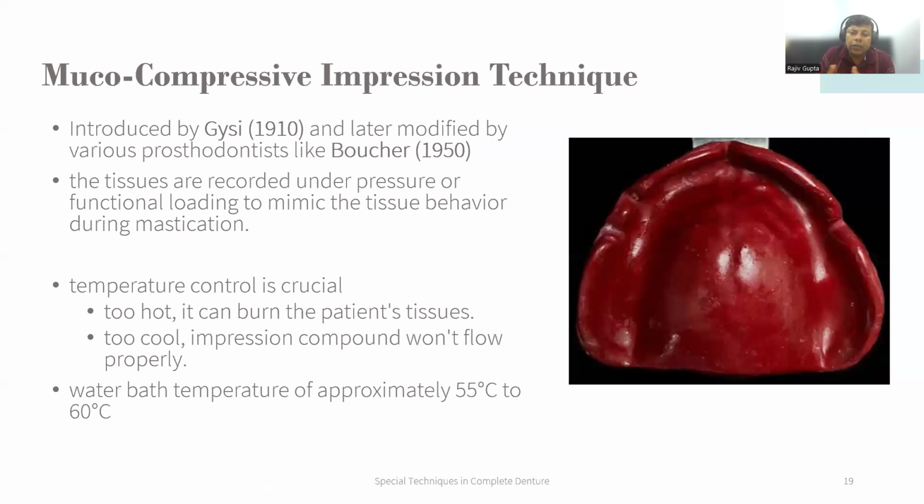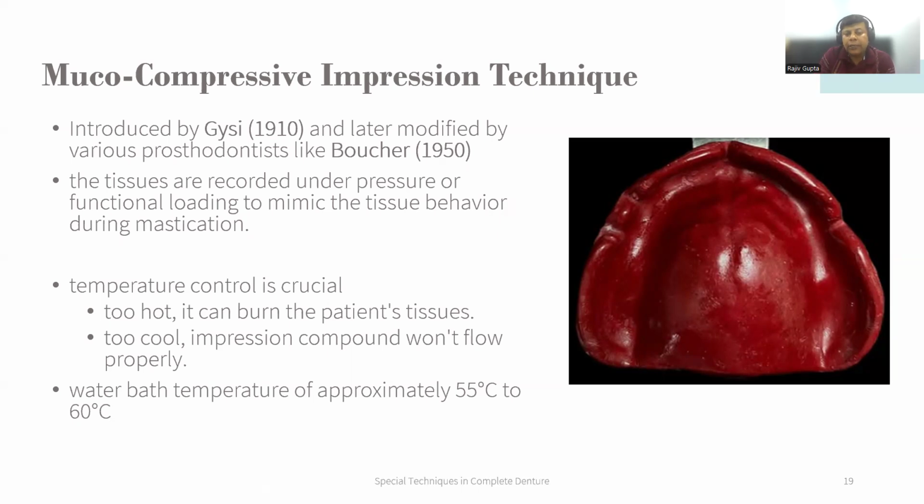Another technique which is regularly used, and all of you must have done it in your clinical postings, is the mecocompressive impression technique, in which we use impression compound. It was introduced by Gysi in 1910 and later modified by various prosthodontists, including Boucher in 1950. In this, tissues are recorded under pressure or functional loading to mimic the tissue behavior during function. What we are trying to do is record in the primary impression the forces on the tissue when the patient is chewing or using the denture. The only thing we have to make sure is that when we are manipulating the material, it should not be too hot or too cold.